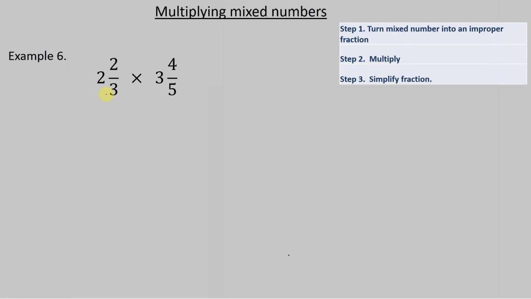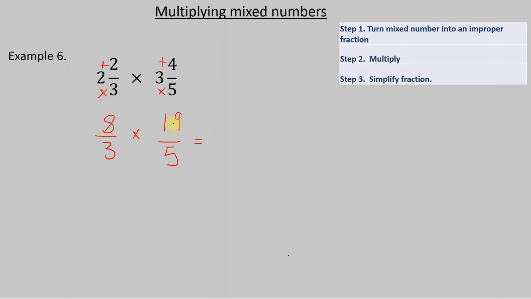And we have another example. Again, first step, let's do a conversion to an improper fraction. 3 times 2 is 6, plus the 2 is 8, so it's 8 over 3. I'm going to multiply that by 5 times 3 is 15, plus the 4 is 19, 19 over 5. Step number 2 is to do the multiplication. I'm just going to do it mentally here.